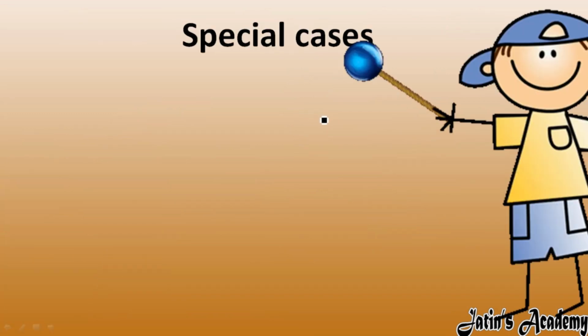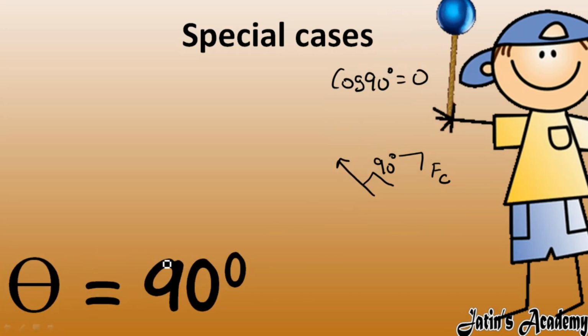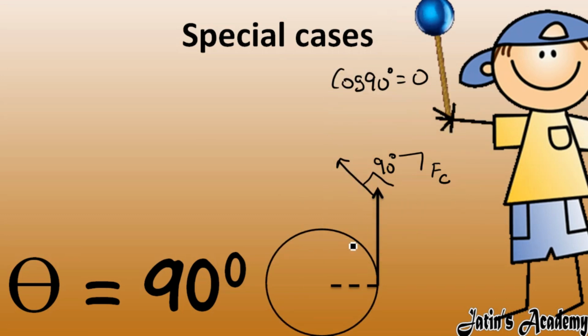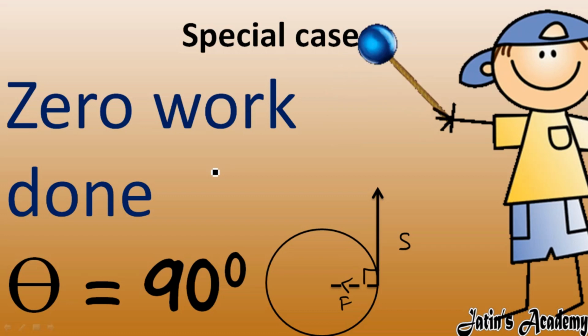Next we have a special case. This is basically a rotational case, which we have done in uniform circular motion. If you remember, there is a centripetal force acting in this direction and the displacement occurs in this direction. So the angle between them is 90 degrees, and cos 90 degrees is 0. So this is a special case of zero work done. If I take a circle here, this is the direction of force and this is the direction of displacement; the angle is 90 degrees. So this is an example of zero work done.